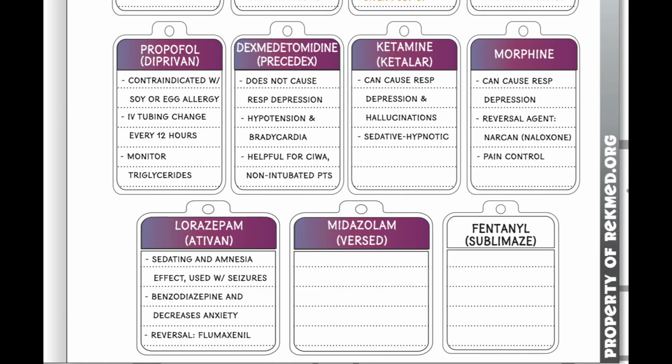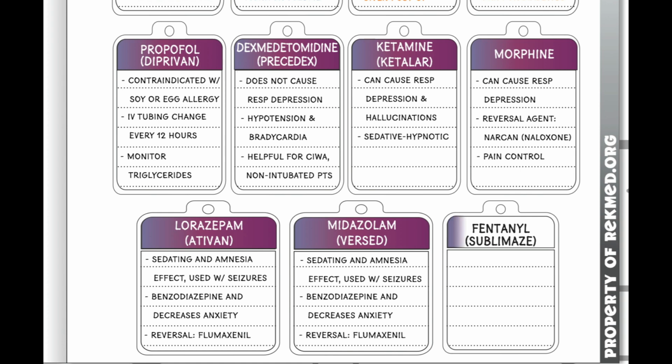Our next benzo is going to be our Versed. This also has sedating and amnesia effects, so we can also use this with seizures. This looks a lot like our Ativan that we just went over. It is not a duplicate, because it is essentially the same thing. And all benzos have a reversal agent, and this is going to be flumazenil, or Romazicon. We can always use that if we have too many benzos on board.